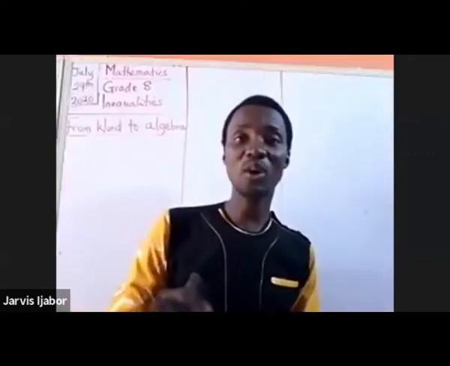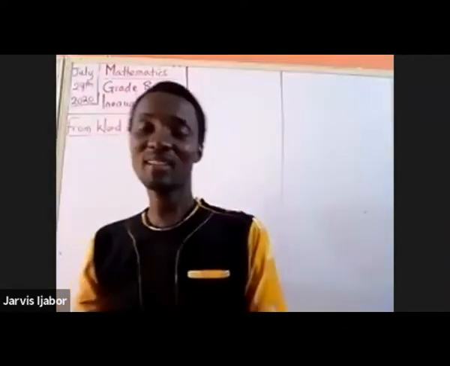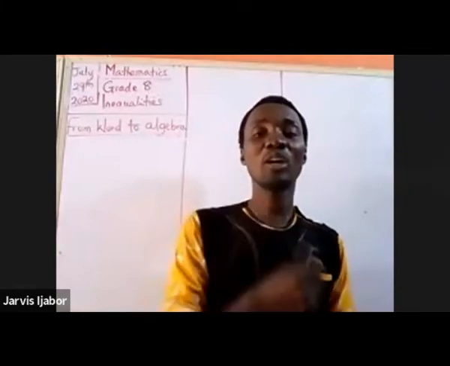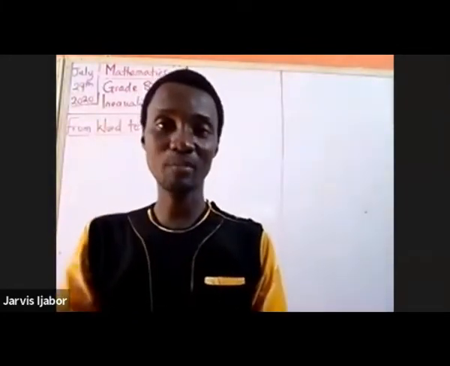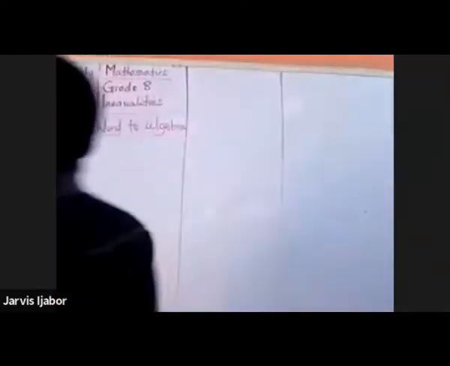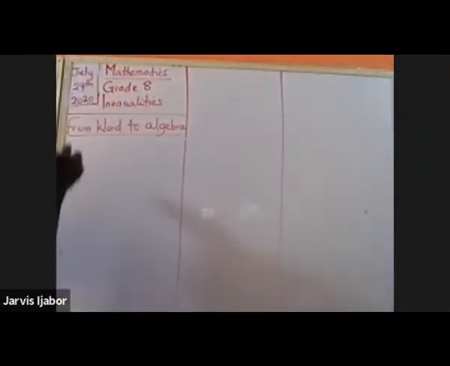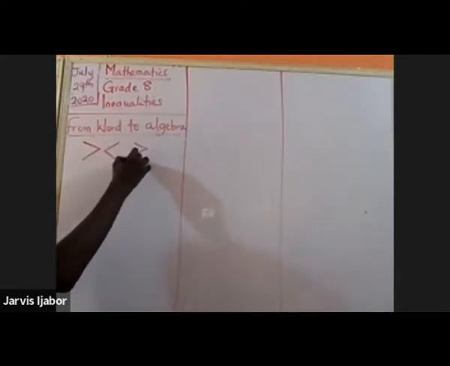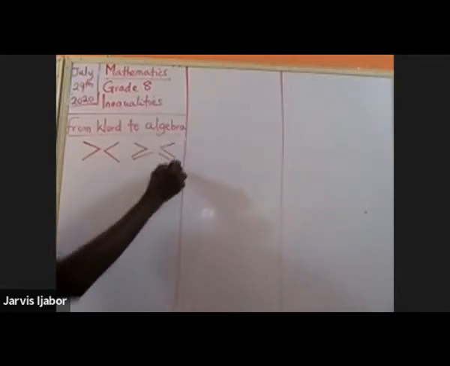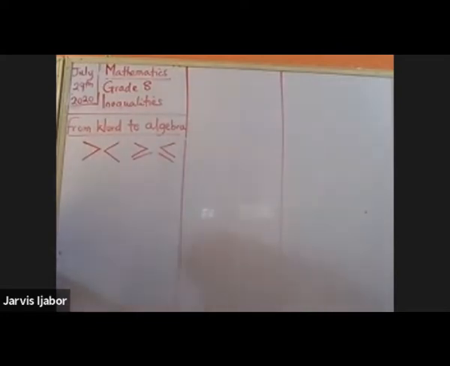From words to algebra. That's the next subheading we're going to. We're going to be trying to convert statements we've heard into algebraic symbols. Now remember that the symbols you can have will either be this, or this. So take note of that. These are the four symbols you are permitted to have while dealing with inequality.